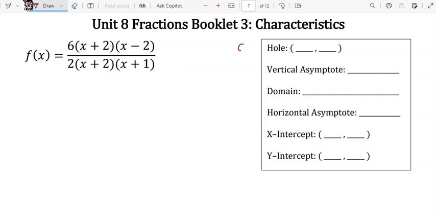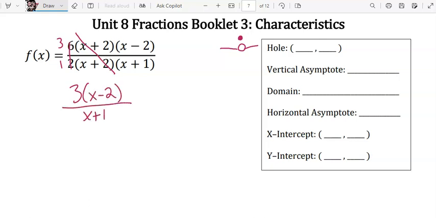To find a hole, that is when part of the graph is not continuous at that point, otherwise known as a removable discontinuity. It's when the factors cancel out in the fraction. These are both x plus 2 in the numerator and the denominator, so those cancel out. 6 over 2 also reduces to 3 over 1. So then we have 3 times (x minus 2) over x plus 1.